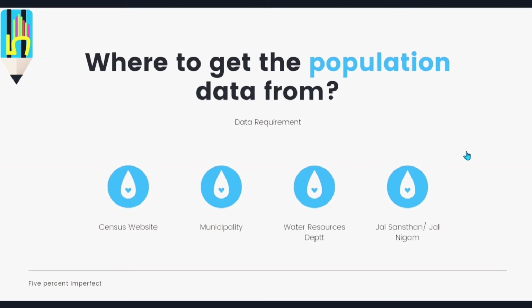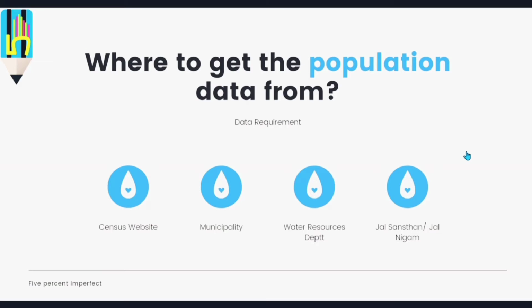The first is the census website of your country. For India, we can get the population census data from the census website. You can just put in the city, the district or the pin code of where you want the data. But there is a slight problem.